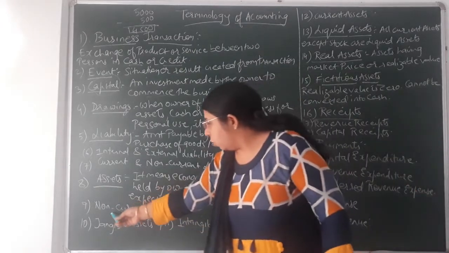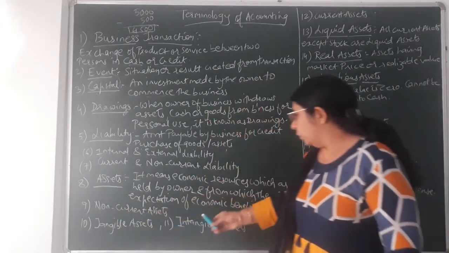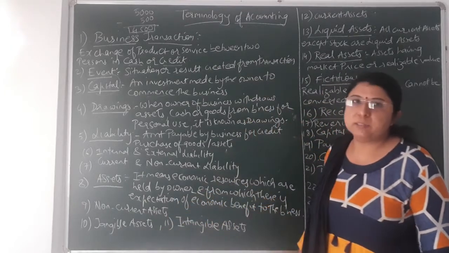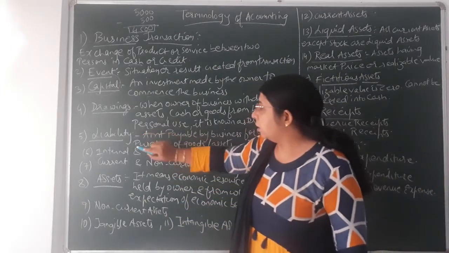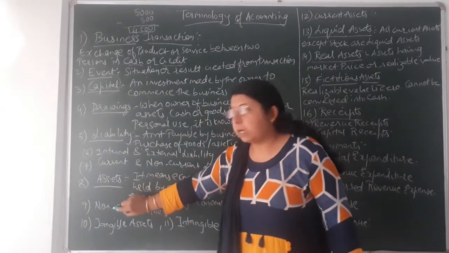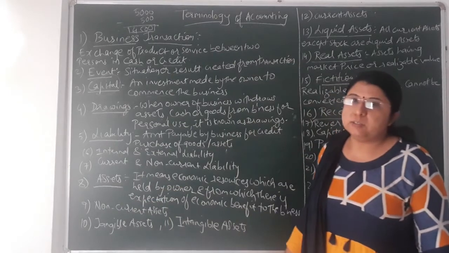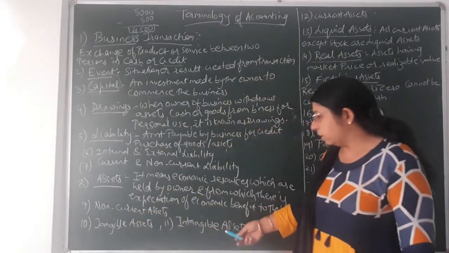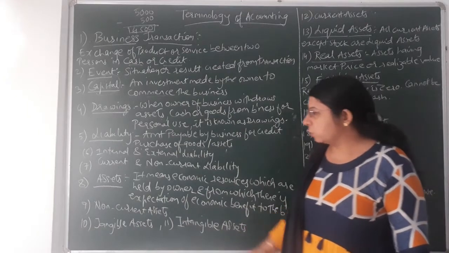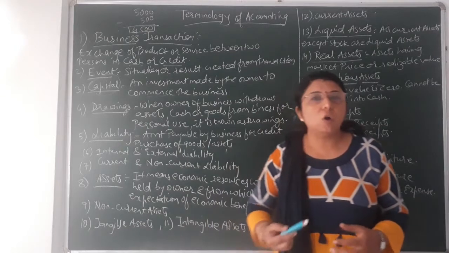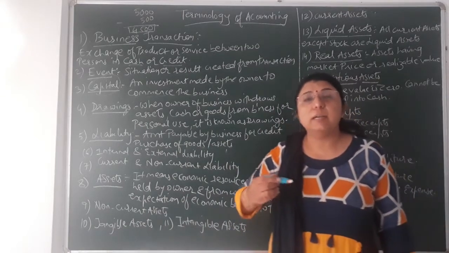Next term, that is non-current assets. In case of non-current assets, there are tangible assets and intangible assets. In the same way as in liability there were current liability and non-current liability, in assets also there are current assets and non-current assets. Now in non-current assets also there are two parts, that is tangible assets and intangible assets. First of all, let us understand non-current assets. Just as with current and non-current liabilities, the same way non-current assets.